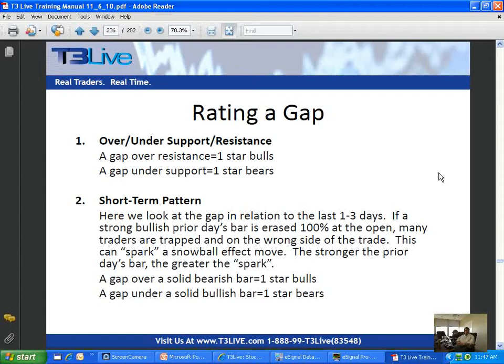So if a stock, let's say as an example, we'll show pictures obviously. Let's say there's major support in the stock at $15 and the stock is gapped down and it's opening at $14.50. It is under support, 1 star to the bears. Okay. A stock has major resistance just above at $50 as an example. You come in and the stock is trading at $51. It's above resistance, 1 star to the bulls.